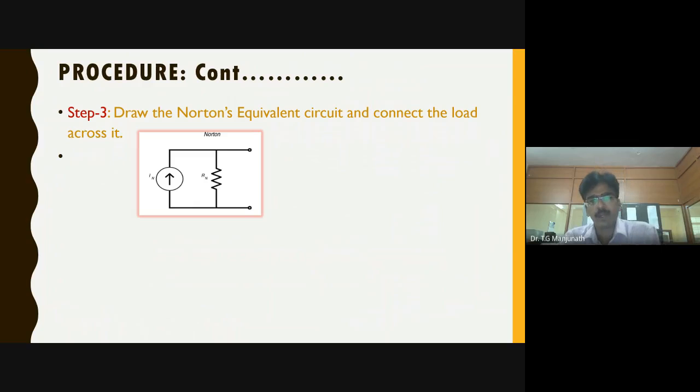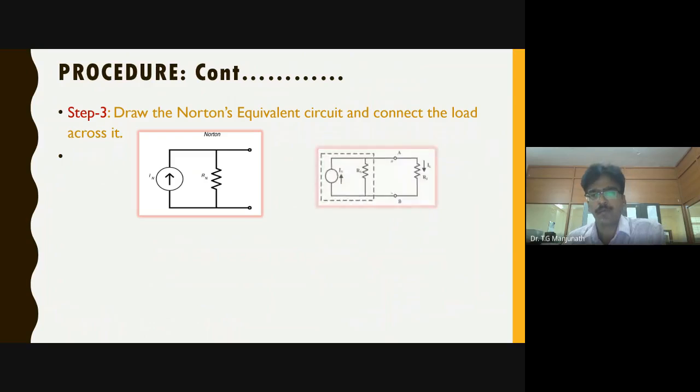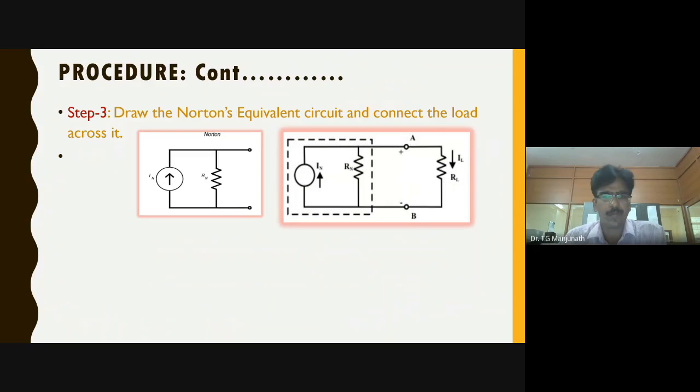After getting the Norton's equivalent circuit, your intention may be finding current or voltage through the load. Now connect the load. Then you can find the current just by using current division rule for this circuit, because we have two resistances in parallel and you know the total current entering into the parallel branch, that is IN. Hence I can use current division rule.